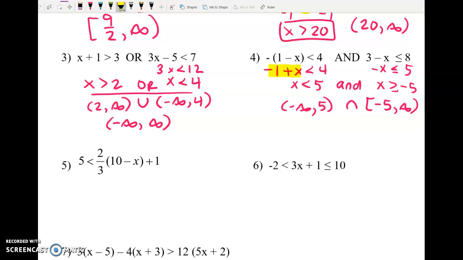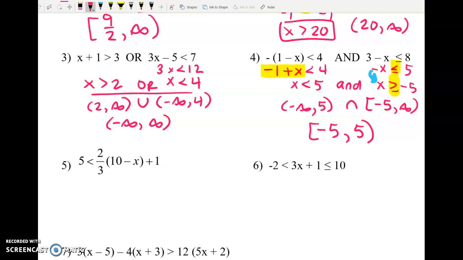I distributed the negative 1 to the left there. I did not multiply the entire inequality by negative 1, so that inequality of less than did not flip. However, this one here, I divided both sides by a negative 1, so this sign changed right here. So now we have the intersection of these two intervals here, and there is overlap. So our intersection will be -5 to 5 parenthesis.